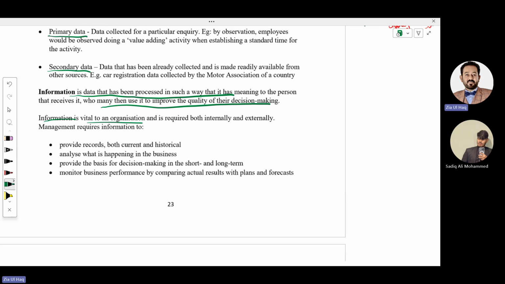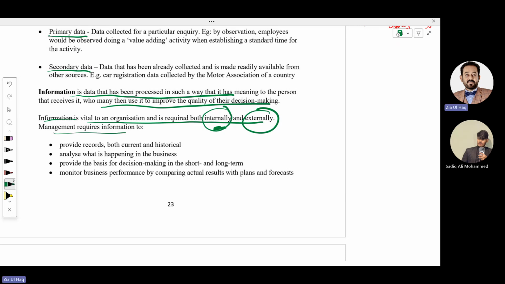Information is vital to an organization and is required both internally and externally. To make decisions, management needs internal information from within the organization, as well as some external information from outside the organization. Outside the organization from where? From the industry market, about competitors, about new laws and regulations, about customers, about new technological advancement and innovation, and how we can use that innovative technology in our business. So management needs information for decision making, not only internally, but externally as well.